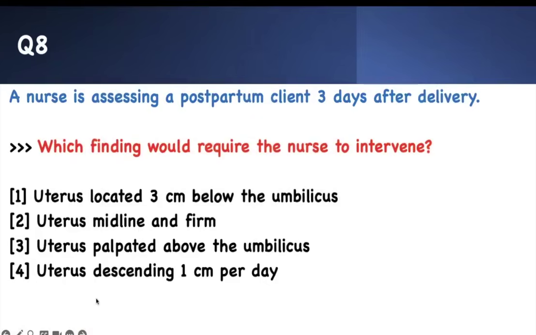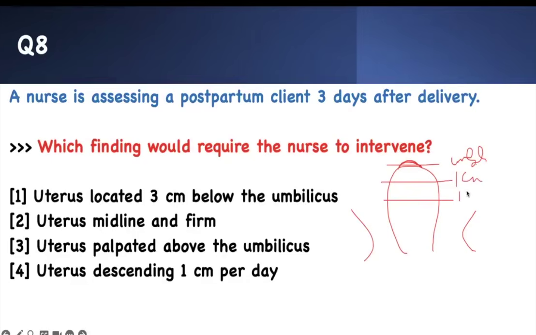Which finding will require the nurse to intervene? This is another concept. What is the concept? A nurse is assessing a postpartum client 3 days after delivery. Which finding will require the nurse to intervene? And you can see the answers. She's talking about the uterus. After delivery, the uterus is supposed to go down. It goes down, what? 1 centimeter every day. So if this is the umbilicus, after delivery, the uterus is slightly above the umbilicus. By 12 hours, it's supposed to keep on going down, 1 centimeter every day.